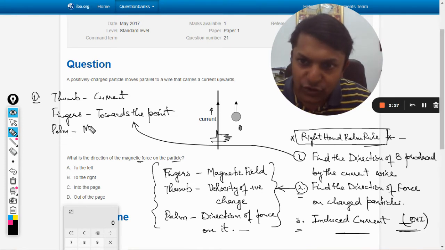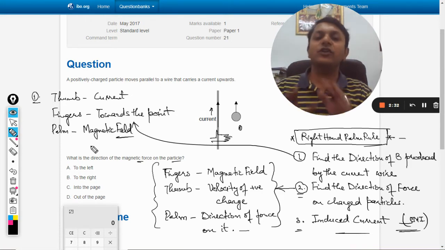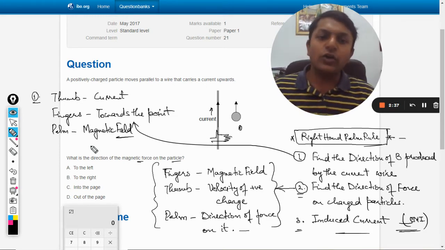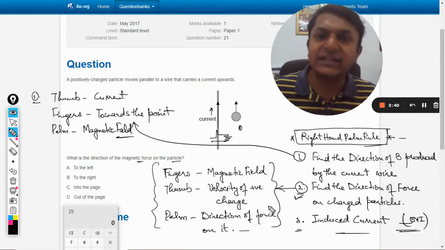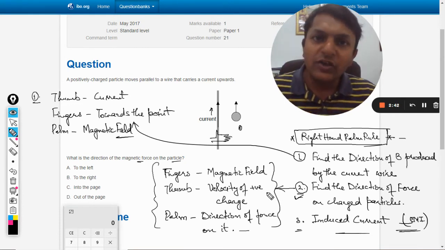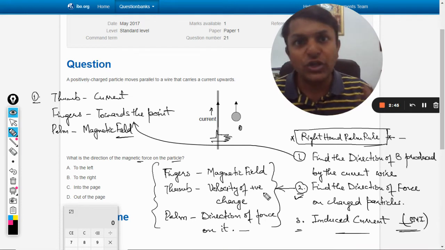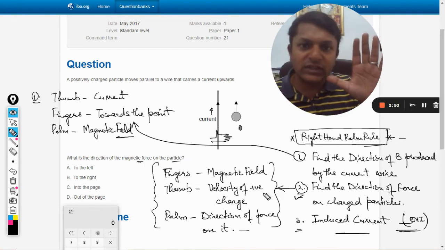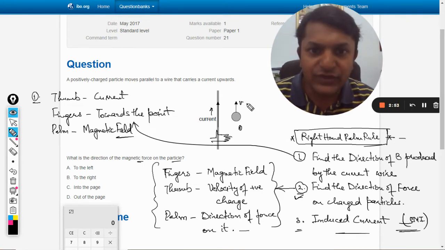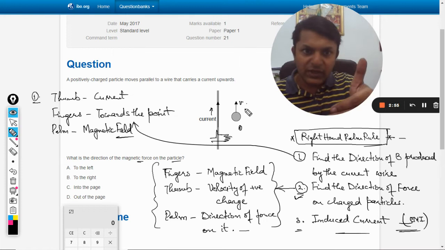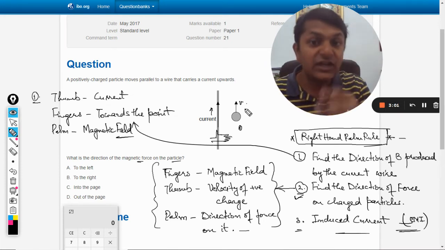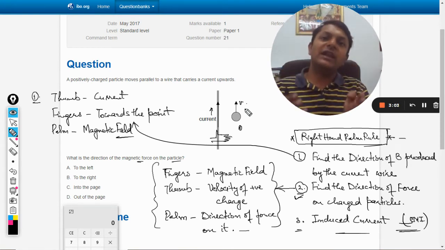The palm will show you the direction of the magnetic field. We have found the direction of the magnetic field at the location of the charge. Now we're talking about the charge itself, so we are considering type 2 of the right hand palm rule, which is used to find the direction of force on the charged particle. We are again using our right hand. What are the given things? The velocity vector of the charged particle will be on the thumb, and our fingers will point towards the magnetic field. The magnetic field is into the board, so it is towards you.